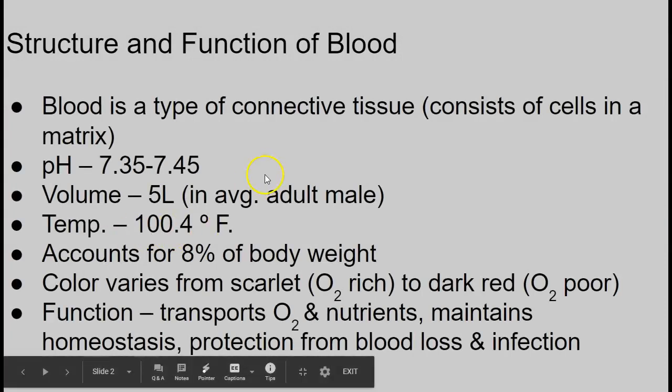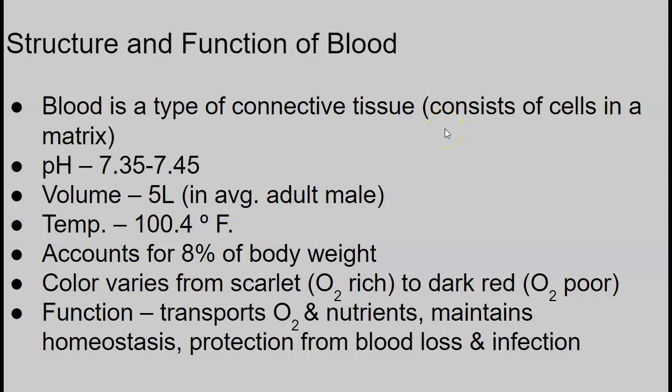Okay, so first of all, we talked about tissues, right? There are 4 types of tissues in the human body. Blood is one of them. Blood is actually going to be connective tissue. Now, that might seem strange because when we think about connective tissue, we think about ligaments and bones and tendons, things that are solid and structurally sound. That is not the case with blood, but blood is still connective tissue.